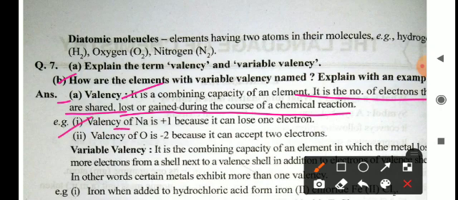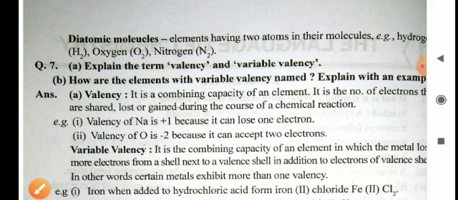Valency for sodium is +1 because it can lose 1 electron. Valency for oxygen is -2 because it can accept 2 electrons.